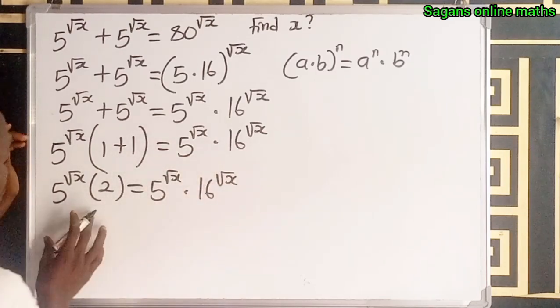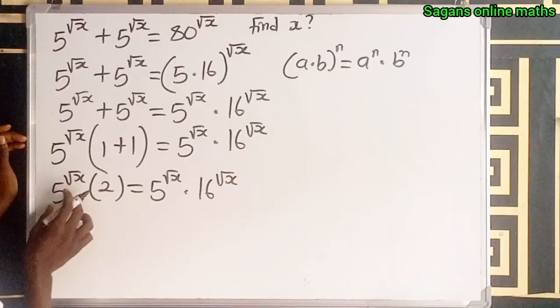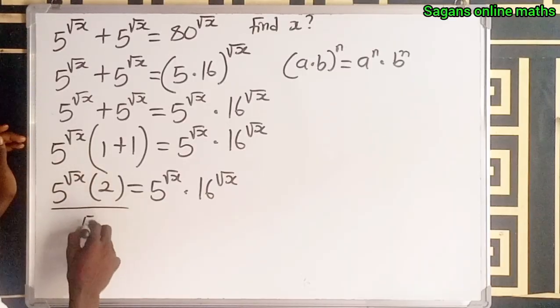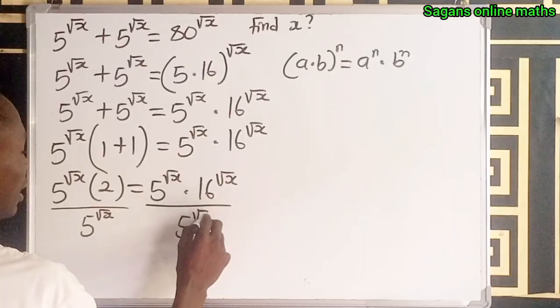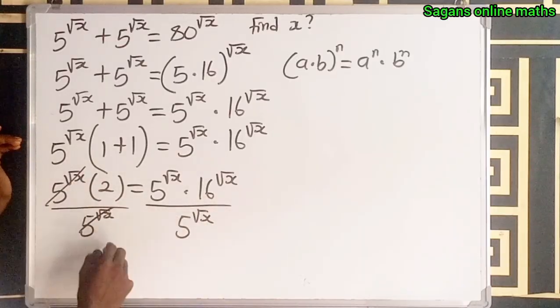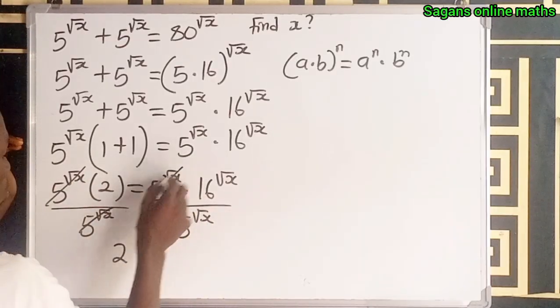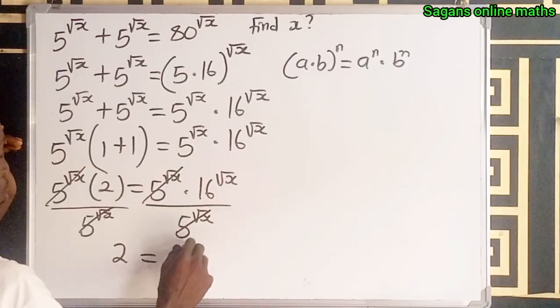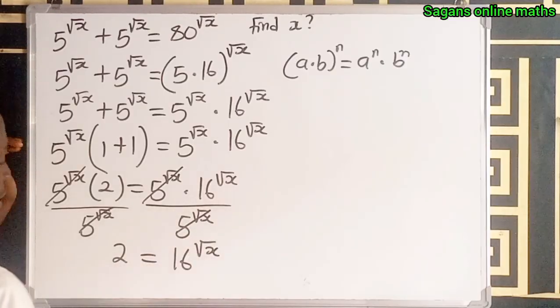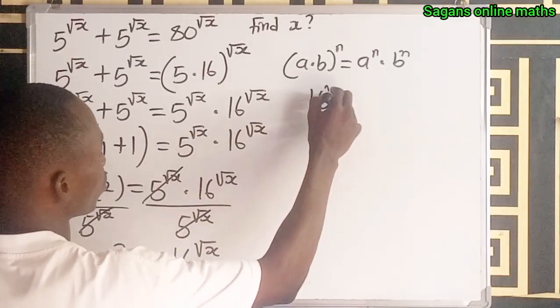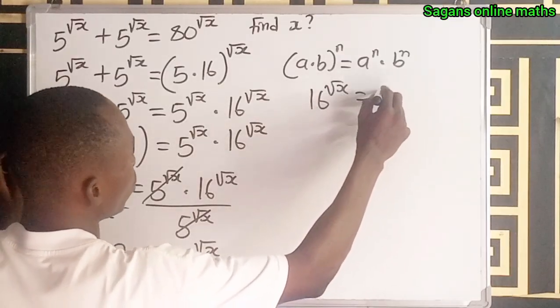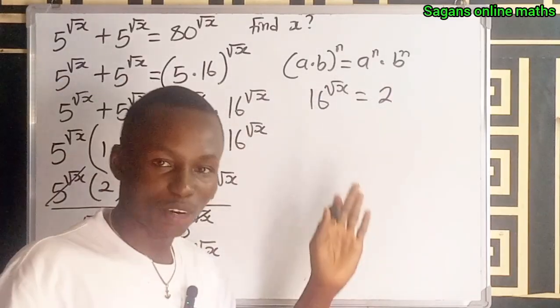Let's divide both sides by 5 to the power of root x. So divide here by 5 to the power of root x, and divide the whole of this by 5 to the power of root x. Now this will cancel out this. We are left with 2 equals 16 to the power of root x. So at this point, we have that 16 to the power of root x is equals to 2. Wow, this is pocket-genius.